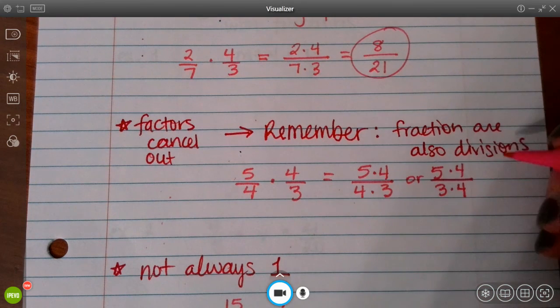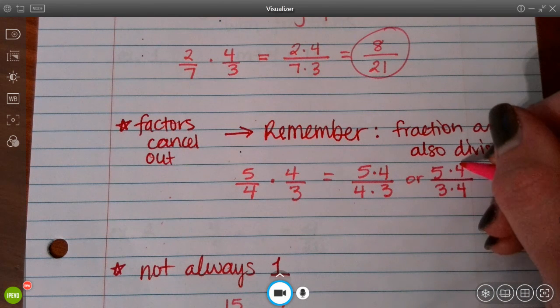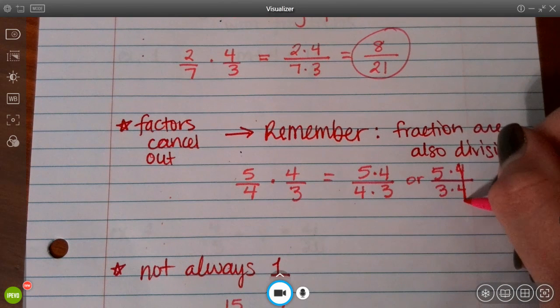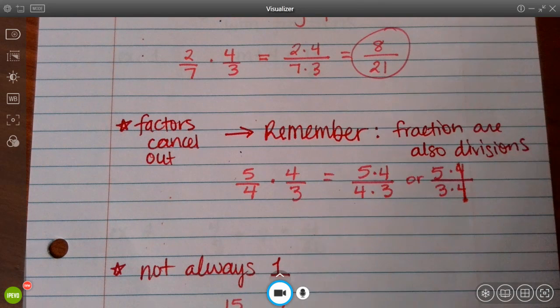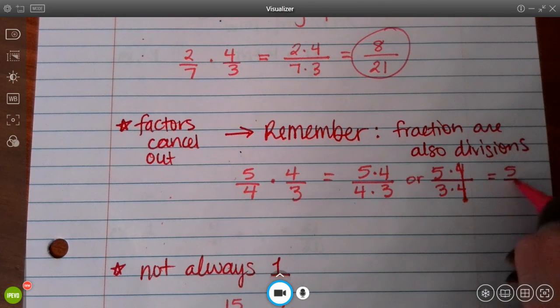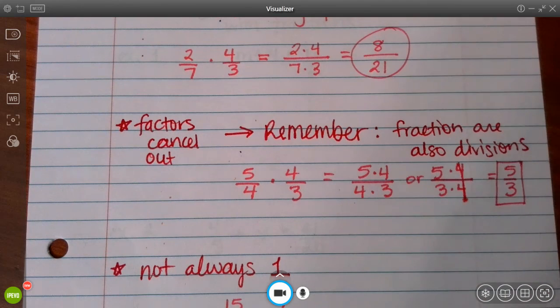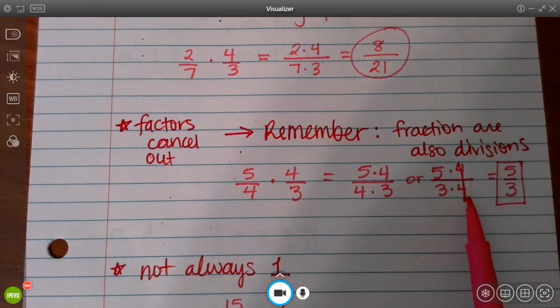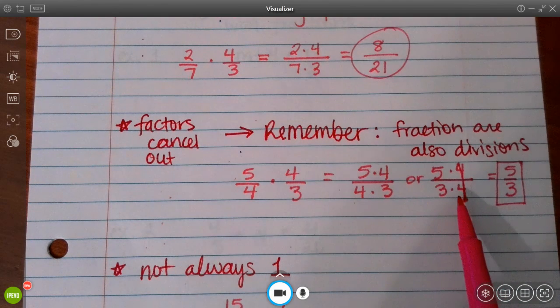In our first video, Intro to Fractions, we talked about how any number over itself is always 1. So what we're left with is 5/3. These 4s factor out. They become 1. So I can, quote unquote, cancel them.